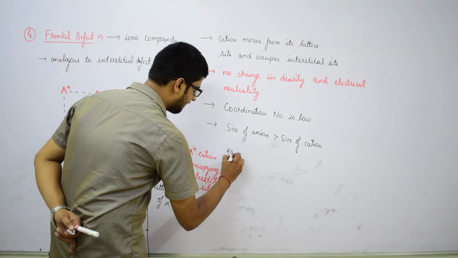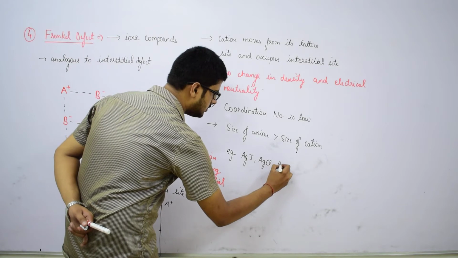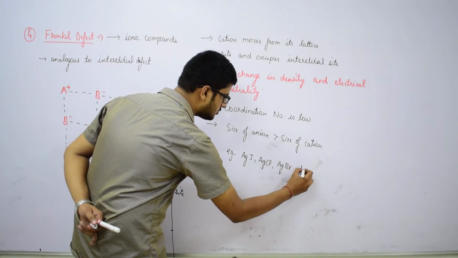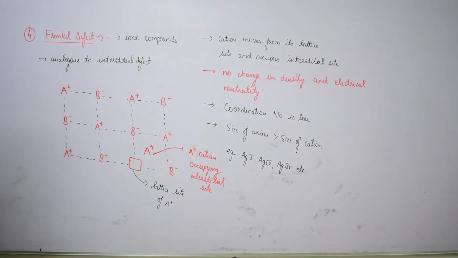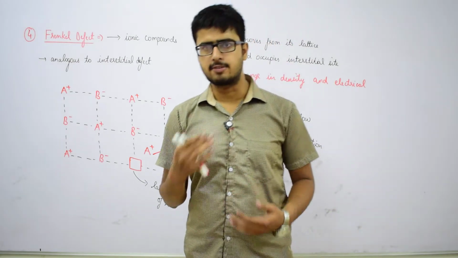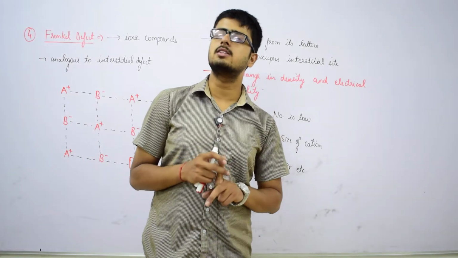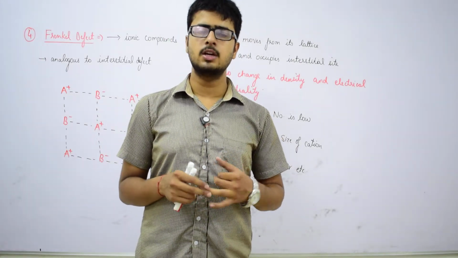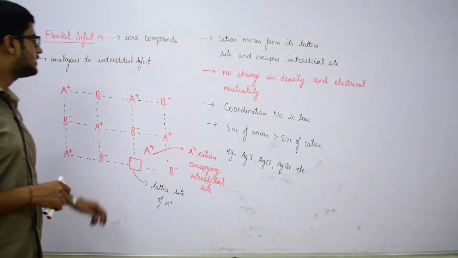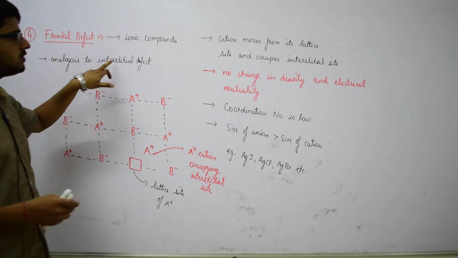For example, AgI, AgCl, AgBr, mainly halides of silver, etc. So, this was all about stoichiometric defect consisting of 4 types: vacancy defect, interstitial defect, Schottky defect and Frenkel defect. We have already discussed the 3 types of stoichiometric defects, that is vacancy defect, interstitial defect and Schottky defect. So, this was the fourth type of stoichiometric defect found in ionic compounds. This is analogous to or identical to interstitial defect.